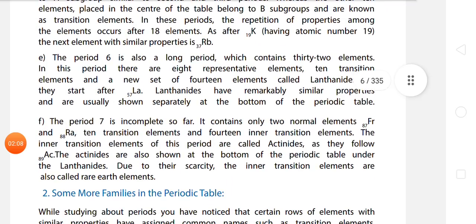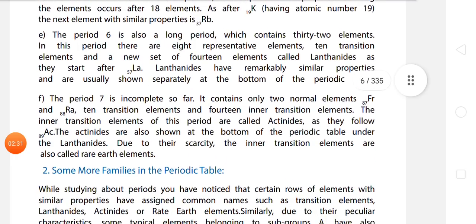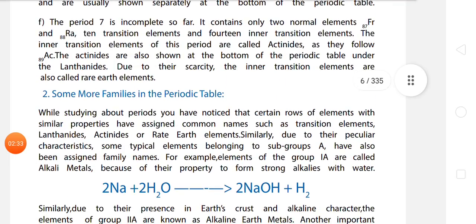Period 6 is also a long period which contains 32 elements. In this period, there are 8 representative elements, 10 transition elements, and a new set of 14 elements called lanthanides. As they start after lanthanum, lanthanides have remarkably similar properties and are usually shown separately at the bottom of the periodic table.